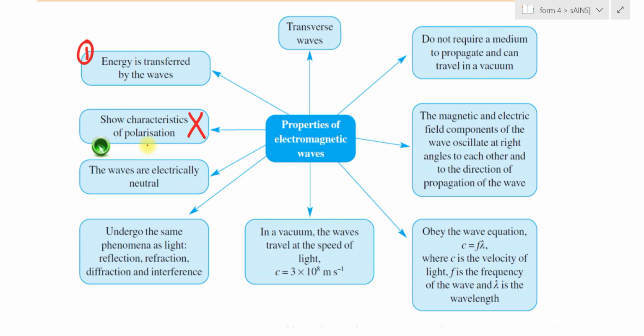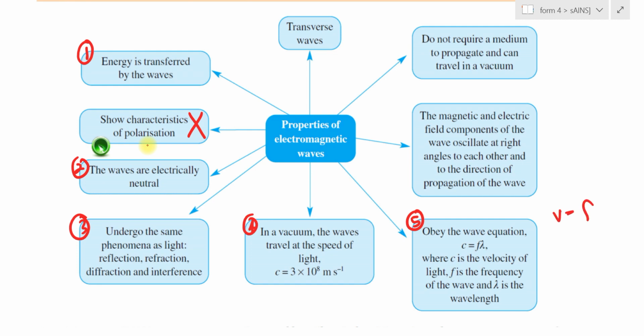The wave are electrically neutral. Yes. Tak ada charge. It undergo the same phenomena like reflection, refraction, diffraction, interference. It can travel through vacuum. So the wave speed is speed of light. Speed of light is 3 times 10 to the power of 8. Obey the equation C equal to F lambda.